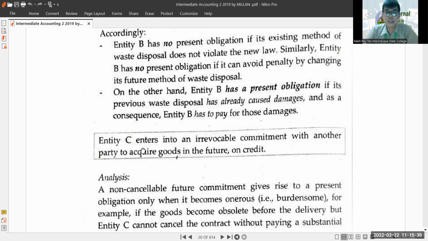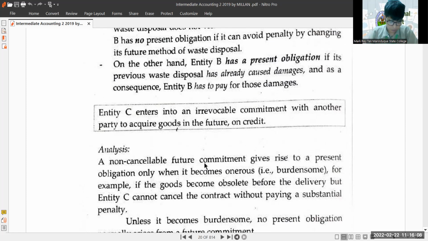Ayan. So, si entity C daw has entered into a non-cancelable commitment with another party to acquire goods in the future on credit. Tanong, may obligation na ba? Sagot, wala pa din. Kasi future pa naman eh. Kumbaga, meron lang siyang commitment na bibili siya ng goods in the future, pero hindi pa talaga siya bumibili. Kaya wala pa siyang obligation.